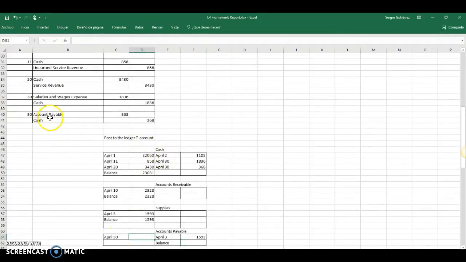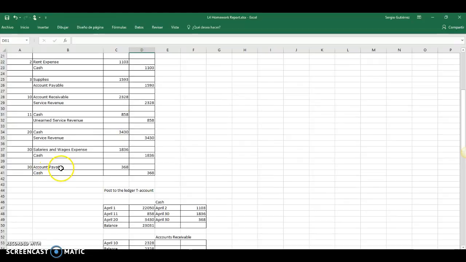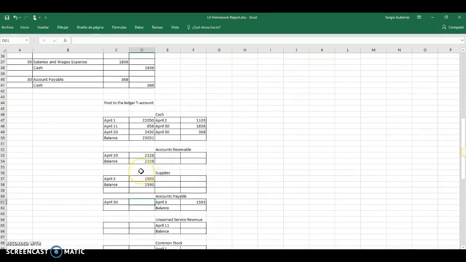And on April 30, on the column of the debit, we have another transaction with the accounts payable. So we're going to transfer this information to the ledger. So we put equal, select the transaction, and we hit enter. So now we have to subtract to get the balance. Subtract 1,593. To that, subtract $368. So now we will get $1,225. That will be the balance.